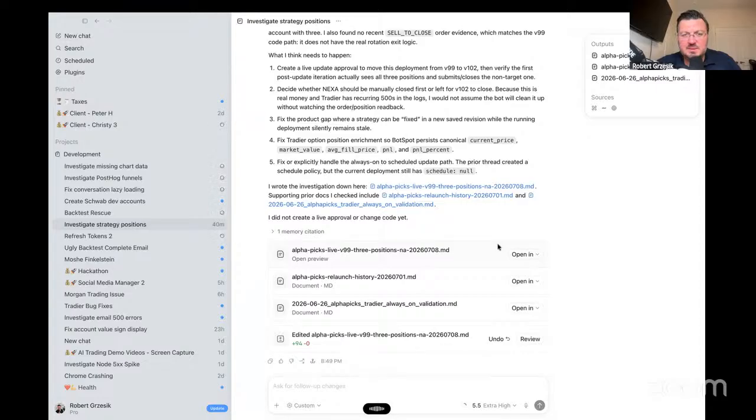You're saying fix the explicit handle, the always on to scheduled update path. The prior thread created a schedule policy, but the current deployment still has schedule null. What? What do you mean always on to scheduled update path? I don't understand what you're talking about here. Please give me a very well researched and detailed game plan and let me know what questions you have for me.